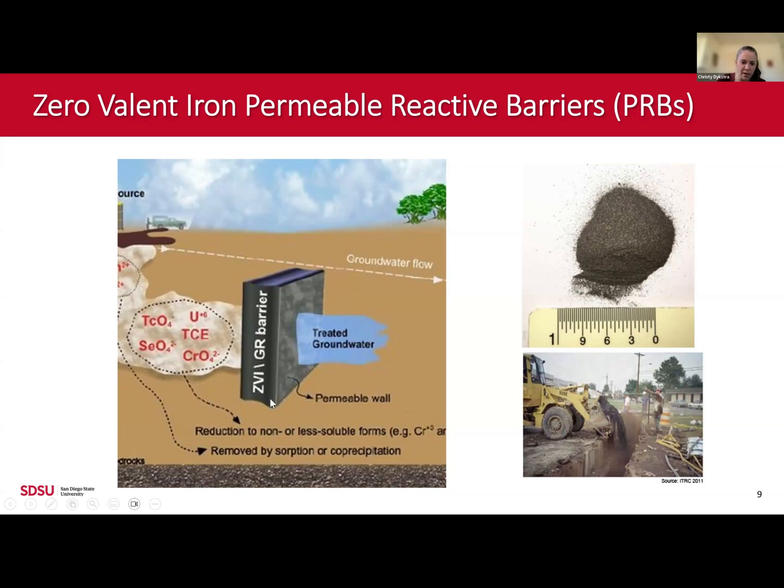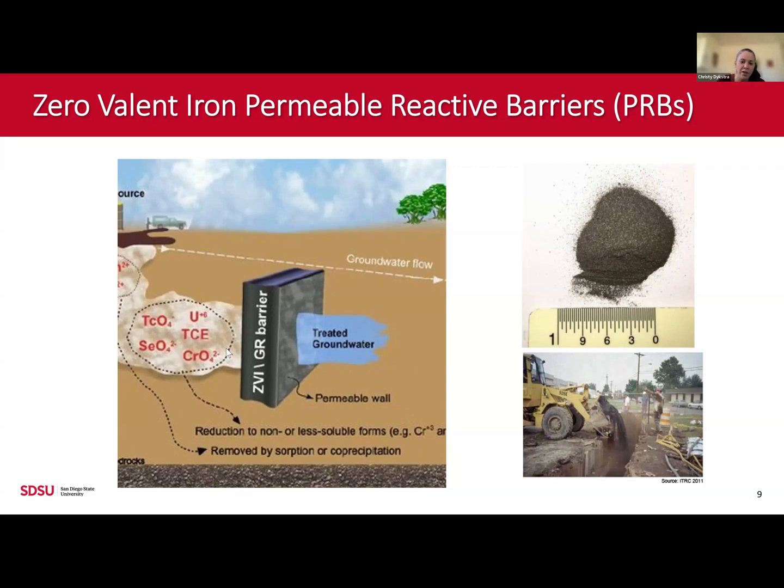And so we're going to make a trench, and we're going to fill it with this zero valent iron that's in a powder form, so it has a lot of surface area. So we fill this trench up with this ZVI. You can see down below here, this is an area where they're making one of those trenches and filling it up. And then as the plume travels, it starts to travel through this permeable barrier. And as it goes through this permeable barrier, a couple of things happen.